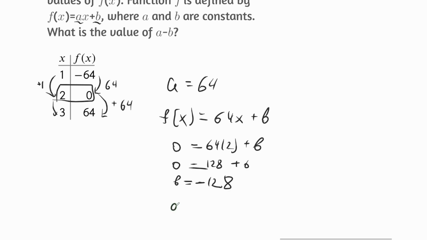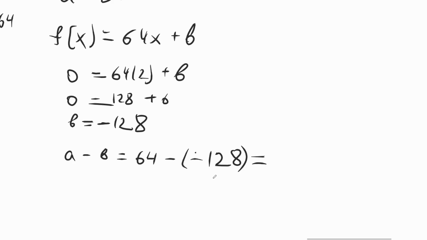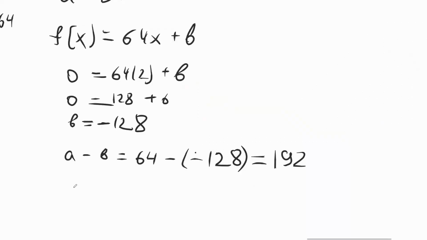Now we calculate a minus b equals 64 minus negative 128. That equals 192. Quick maths. So here's the answer.